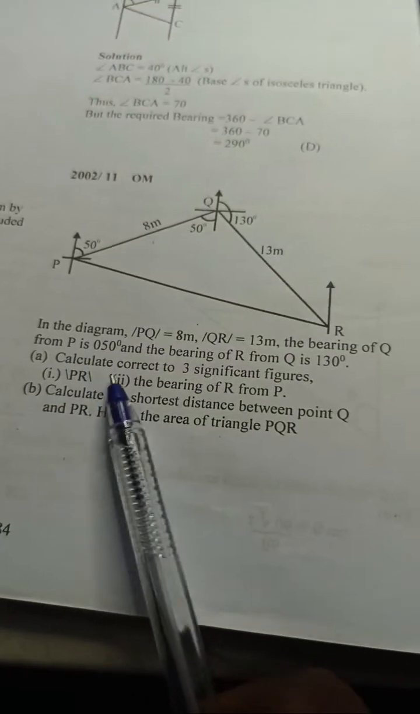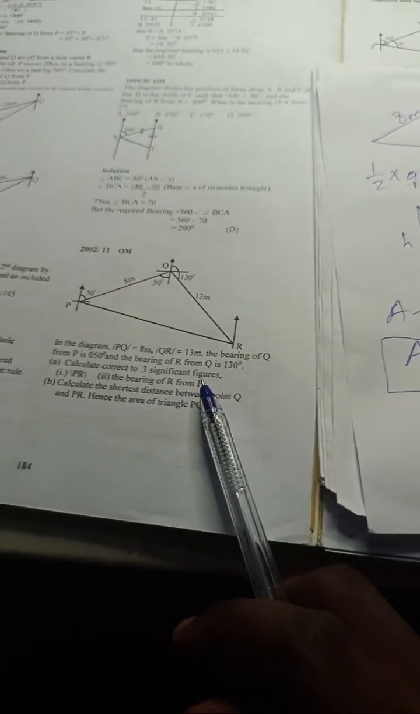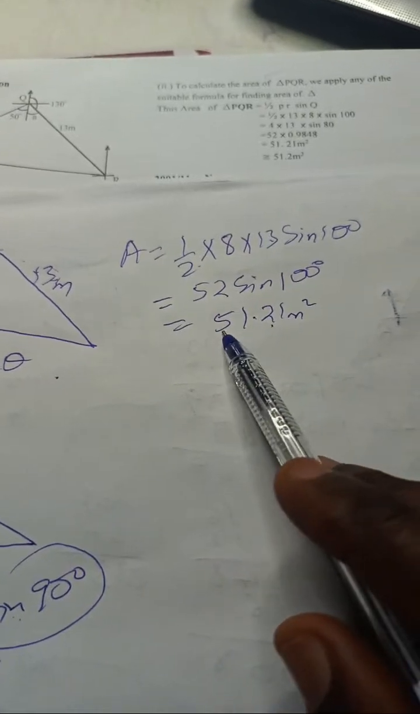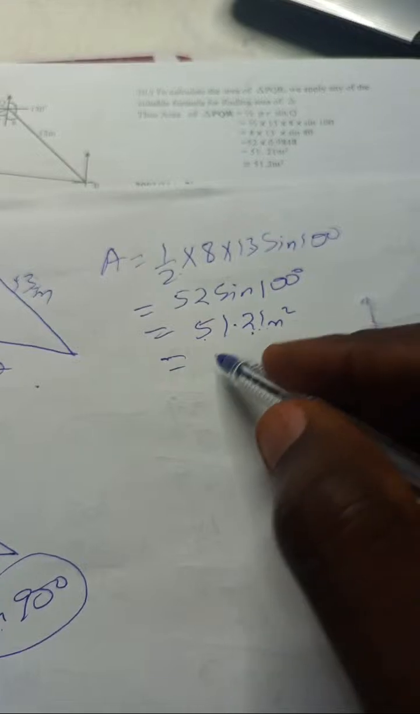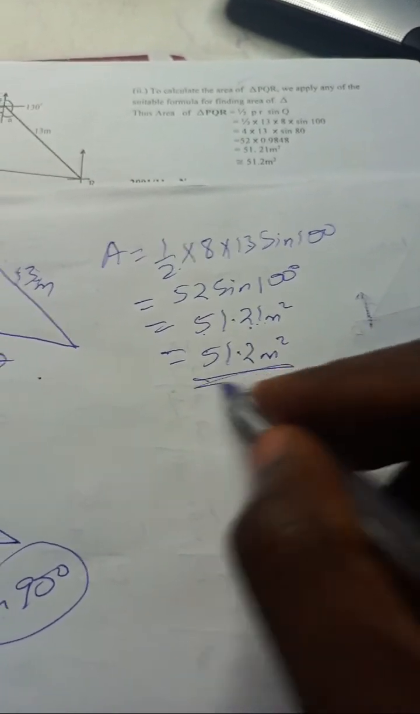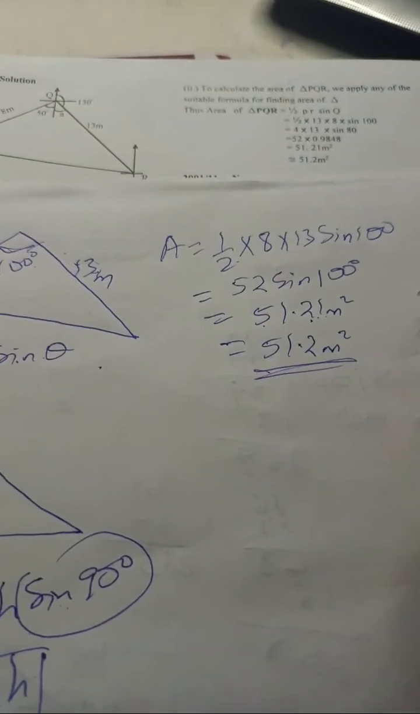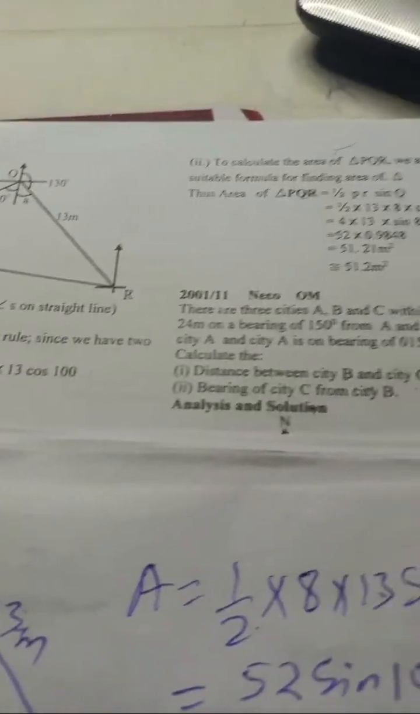Okay, but they told us we should calculate every answer correct to 3 significant figures. And here what we are doing now is 1, 2, 3, 4. That's 4 significant figures. So you have to say it is 51.2 meters squared. That's to 3 significant figures over there. And that's everything we are told to calculate there. Let's look at another question.